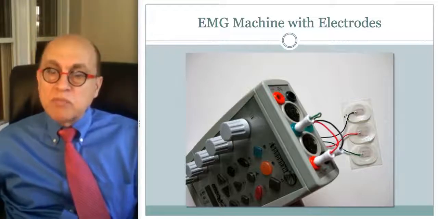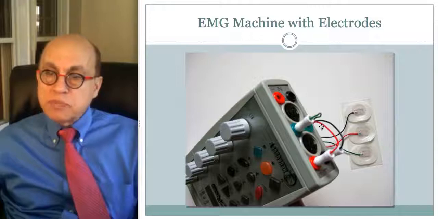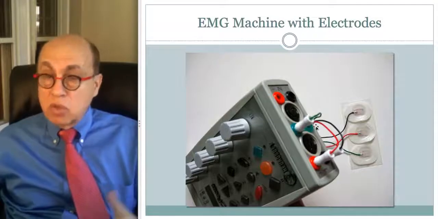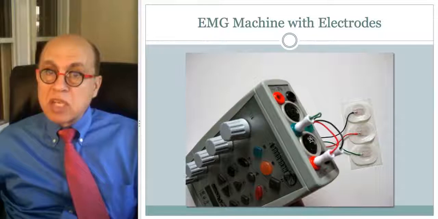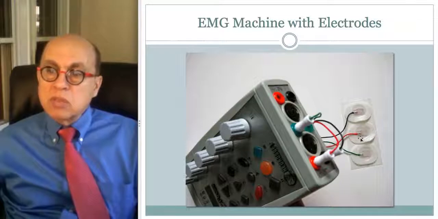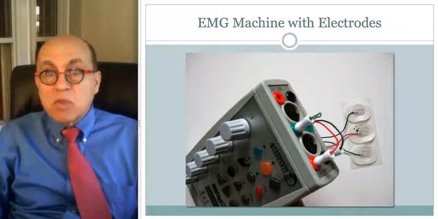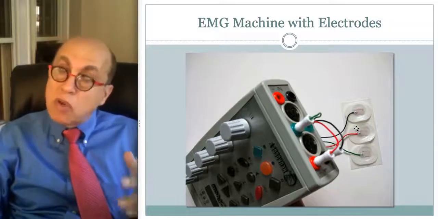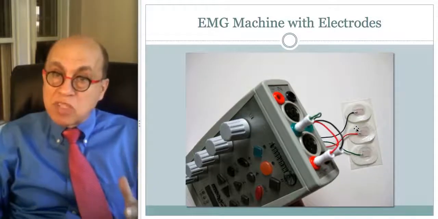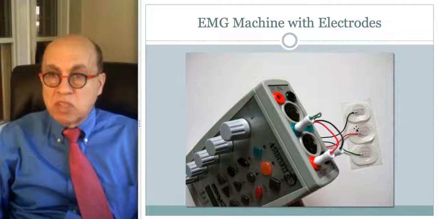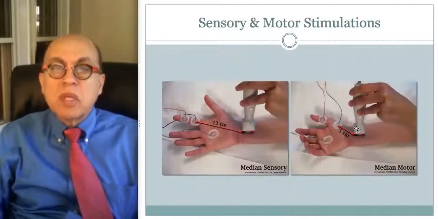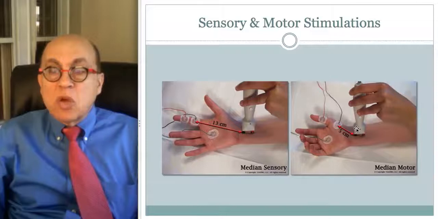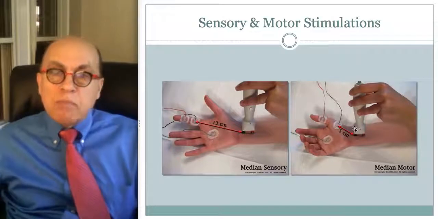Just remember that electrodes are connected to the EMG machine, and we always connect 3 electrodes: the ground, the active, and the reference electrode. And that's how we do a nerve conduction study. Now, of course, in order to record something, we have to stimulate the nerve, either to record from nerve or from muscle. Let me show you real quick what I mean by that.